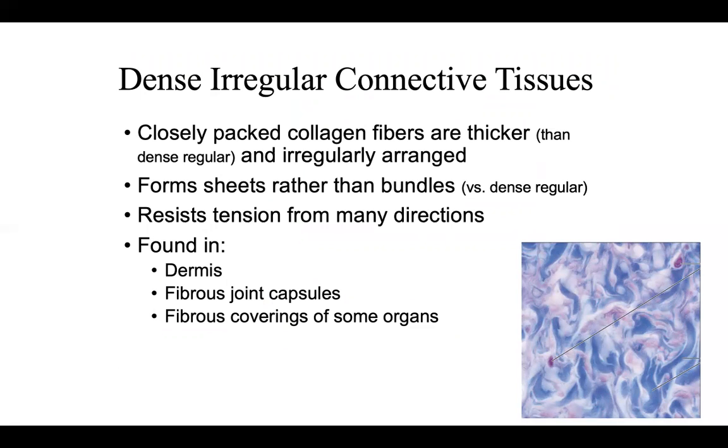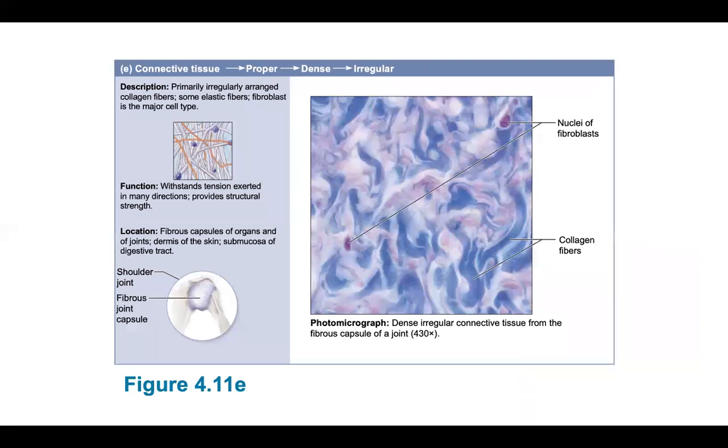What about irregular? These ones are closely packed, again the collagen fibers, a bit thicker though. They're forming sheets as opposed to a more rope-like bundle. That's the irregular pattern. When you have everything running parallel, it becomes more rope-like. We find this in the dermis, which is a specific layer of the integument. We have it in our joint capsules and in covering some organs.